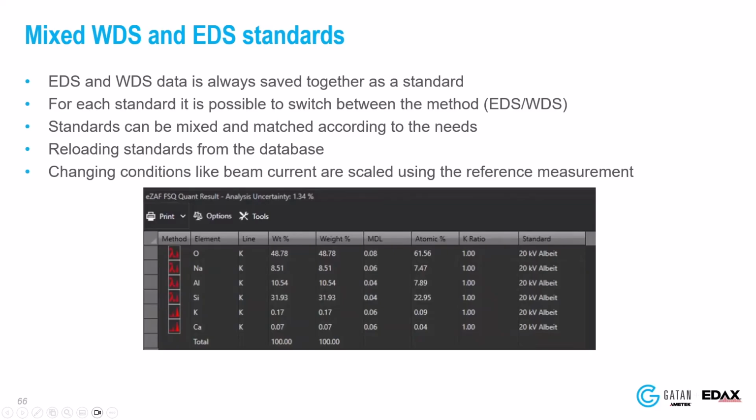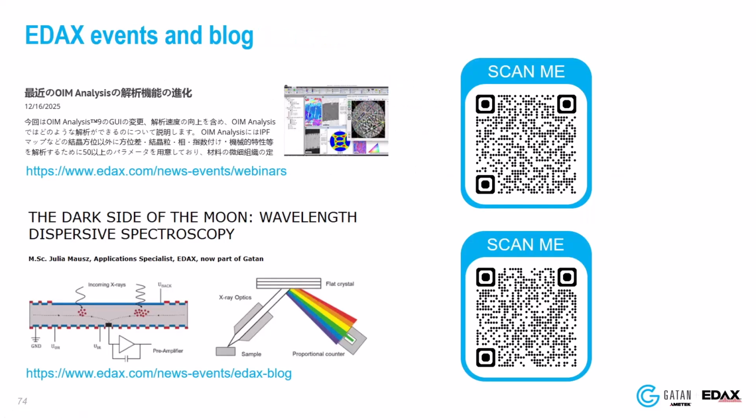The best benefit you have about the full standards quant is that EDS and WDS data is always saved together, and you can mix and match the signals you want to use. You can see that in the picture under the method icon. The little lambda symbol indicates that the WDS standard was used, while just the spectrum indicates that the EDS standard was used. This saves you a lot of time because you don't have to measure all the elements present in the sample. I have not shown it here, but you can use compound standards as well.